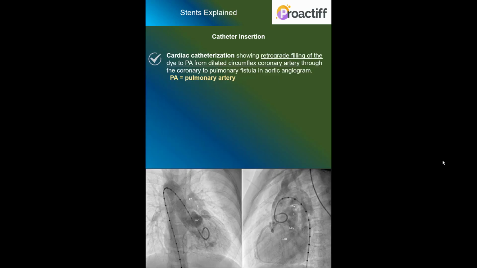The catheterization showing the retrograde filling of the dye to the PA, which is the pulmonary artery, and from the dilated circumflex coronary artery through the coronary to pulmonary fistula in the aortic diagram. We're going to see even more advanced visuals, but this gives you a perspective. Though it is a little technical in nature, you have to understand from a procedural standpoint what is involved.